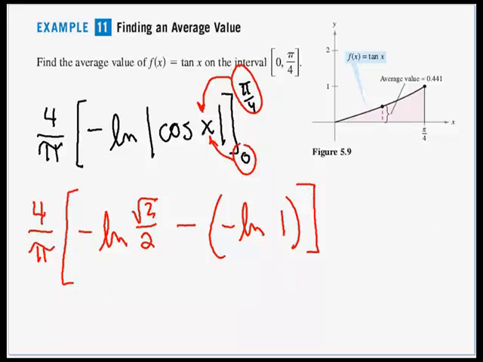So, we have 4/pi. We can drag this negative sign out front. Negative 4/pi, natural log of √2/2. And these negatives would cancel. Minusing a negative is adding the opposite. But it doesn't matter in this case because we know the ln of 1 is equal to 0. So we're just left with negative 4/pi times the natural log of √2/2. It's better to leave it in that format. That is more precise. But if they do ask for a decimal estimate or rounding off, it's approximately 0.441, I believe. Yes, 0.441.